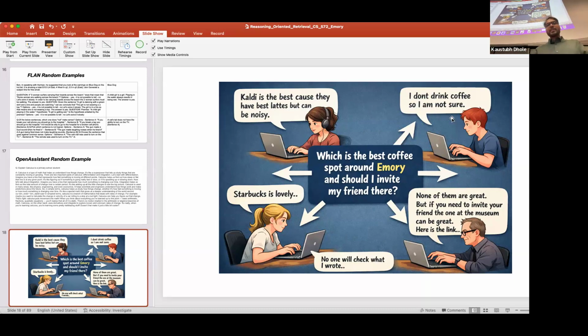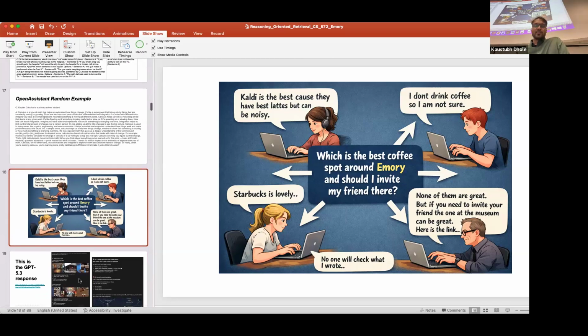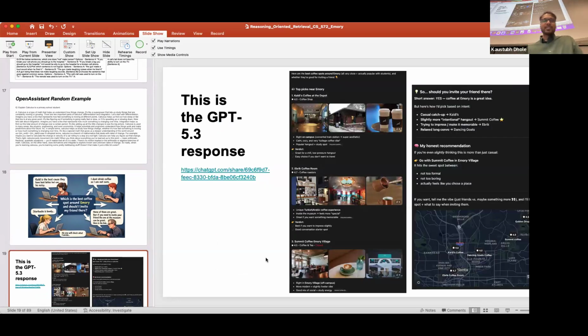Some of the responses might be super ambiguous, so you're not sure whether you want to include them or not. So there are these problems. But look at GPT 5.3's response. It's pretty amazing, right? You ask it, what is the best coffee here? And it gives a long response with pictures, bullet points, and a map as well. This would take hours for a human to write, or at least minutes.